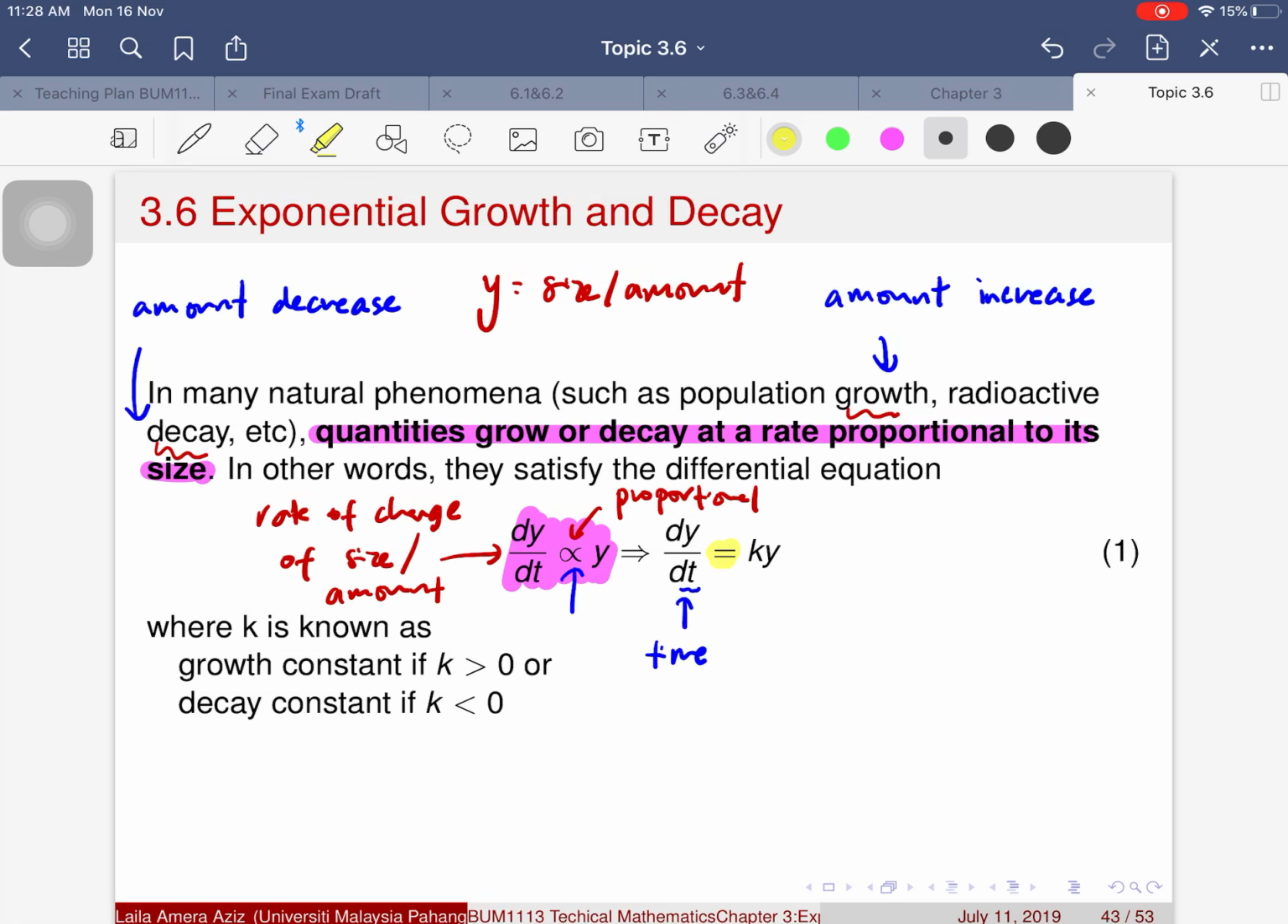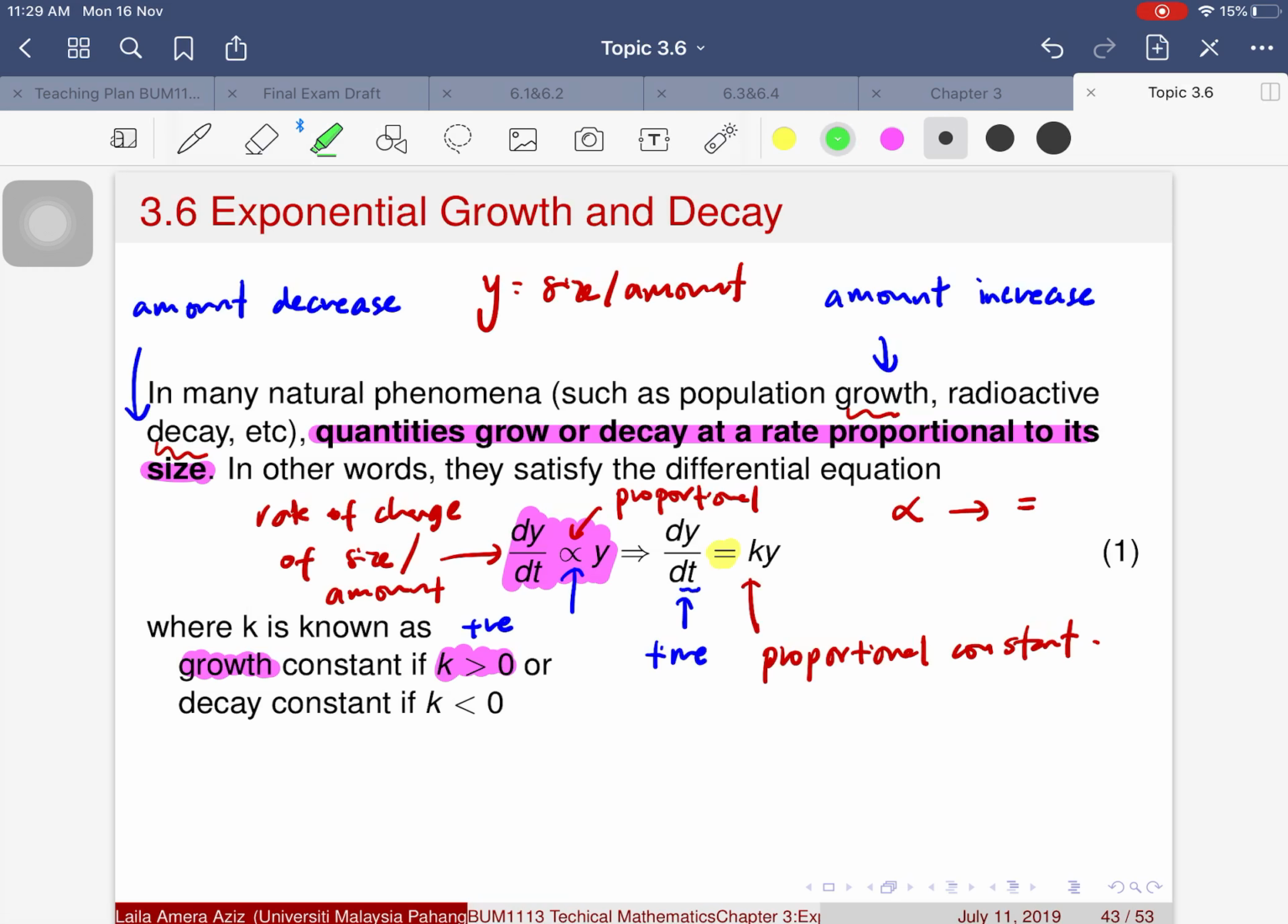But when you replace a proportional symbol with an equal sign, you have to add a proportional constant, and this k over here is our proportional constant. This k value could be a positive value, it could also be a negative value. When k is positive, so k is greater than 0, that is when you have a growth situation. So when something is growing, your value of k is going to be greater than 0.